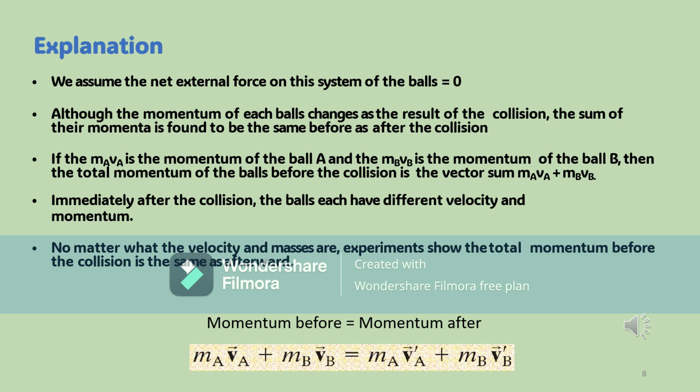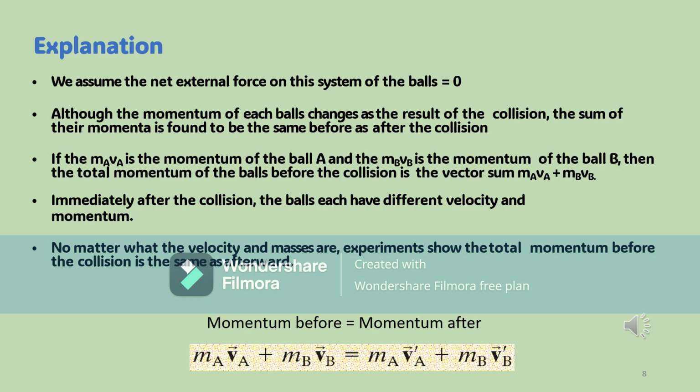Before the collision, the momentum of the cue ball is 0.2 kilograms times 2 meters per second, which equals 0.4 kilograms meter per second. The second ball is stationary, so its momentum is 0 kilograms meter per second. The total momentum before the collision is 0.4 kg meter per second.